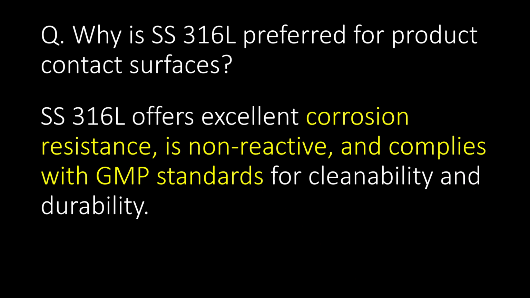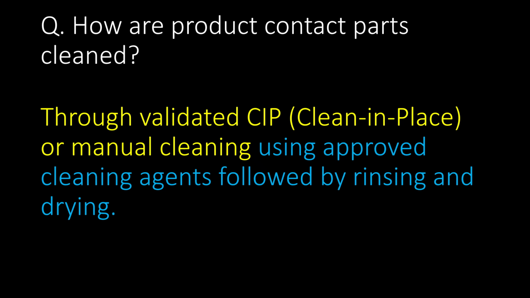Why is SS316L preferred for product contact surfaces? SS316L offers excellent corrosion resistance, is non-reactive, and complies with GMP standards for cleanability and durability. How are product contact parts cleaned? Product contact parts are cleaned through validated CIP, that is clean in place, or manual cleaning procedure using approved cleaning agents followed by rinsing and drying.